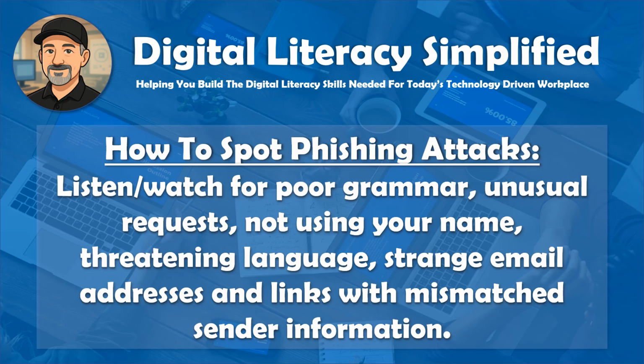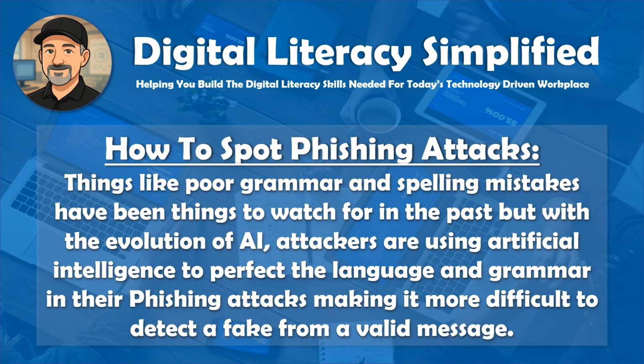So how to spot phishing attacks? Watch for poor grammar, unusual requests, not using your name or using your name incorrectly, threatening language, strange email addresses, and links to mismatched sender information. Things like poor grammar and spelling mistakes have been things to watch for in the past, but with the evolution of AI, attackers are using artificial intelligence to perfect the language and grammar in their phishing attacks, making it more difficult to detect a fake from a valid message.